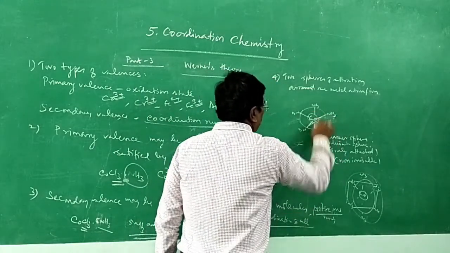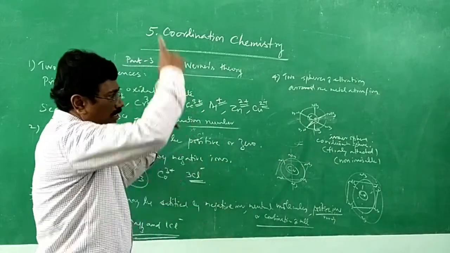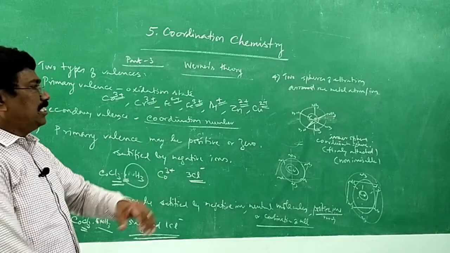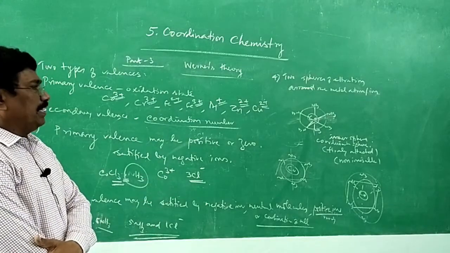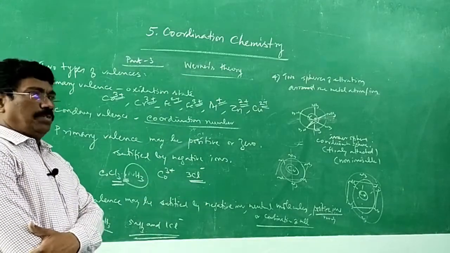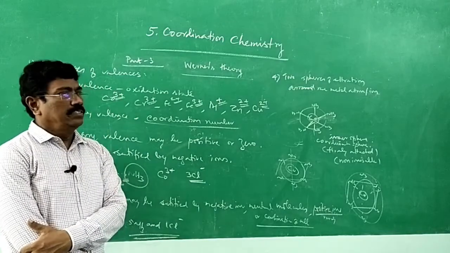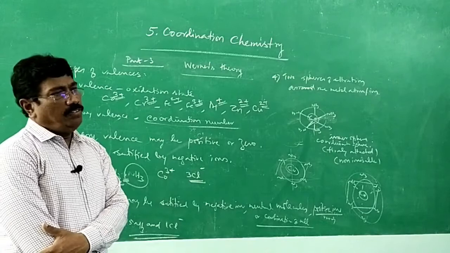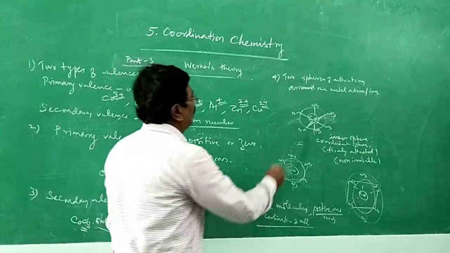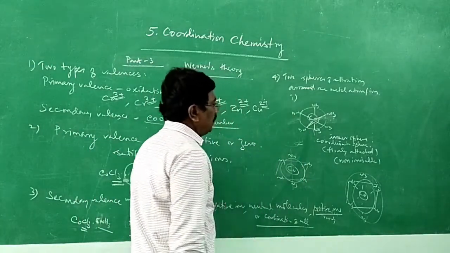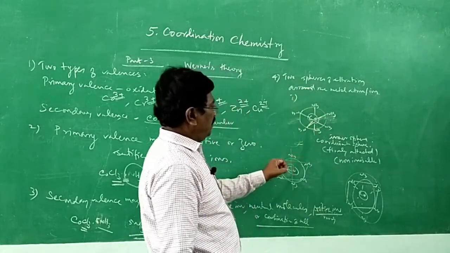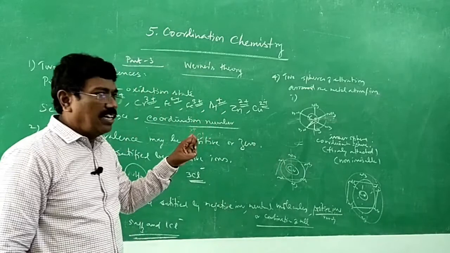It can be like this approximately, with a straight vertical line. If you draw like this, it forms the inner sphere, the coordination sphere, firmly attached, non-ionizable. I used all these words. There are 2 spheres of attraction. Now we have given the first one only: the inner sphere, called the coordination sphere. It is firmly attached and it is non-ionizable.